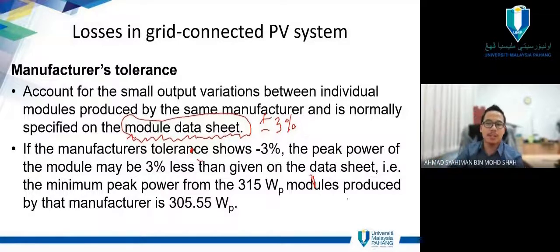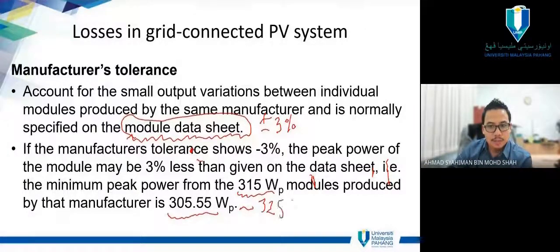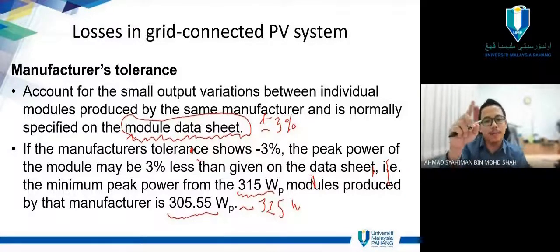As I explained, if the rated power is 315 watt, minus 3% means you are going to get 305.55. Then if the tolerance is plus, roughly plus 10, maybe 325. So in the test condition, it can vary from 305.55 until 325 watt, for example. Okay.